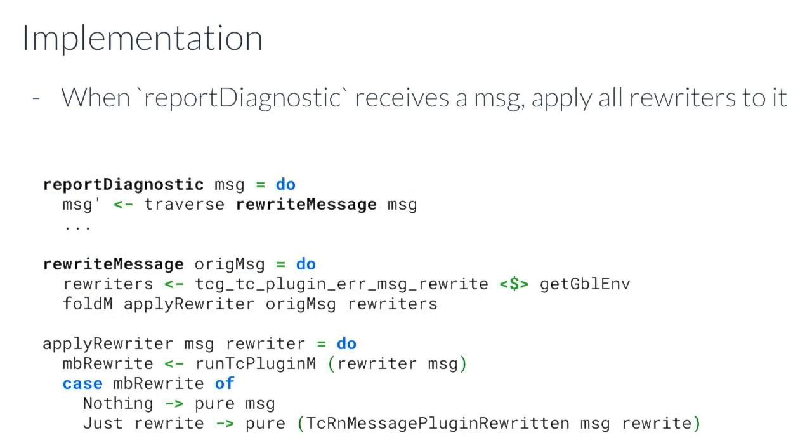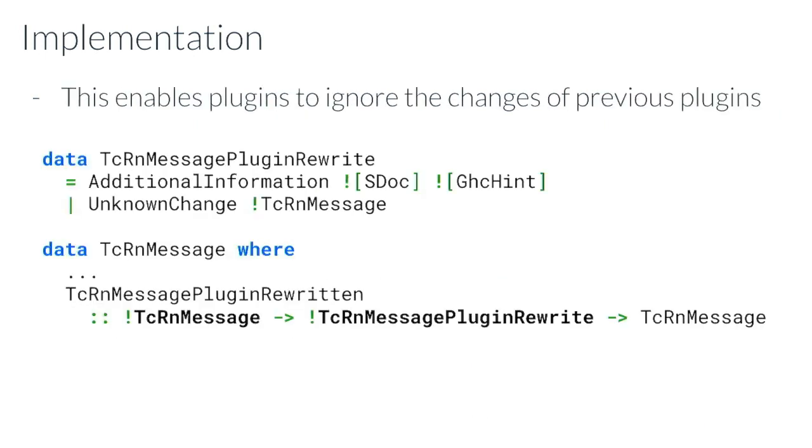all plugins can ignore the changes of previous plugins or use them to help inform them. Yes? Just to be clear, so go back a slide. Mm-hmm. So that thing, TcRnMessage, that's the existing algebraic data type for the message, is that right? Yeah. Okay. And so then your rewriter doesn't change that at all, you're saying, it just returns some extra information in this TcRnMessage plugin rewrite, is that right? Yeah, it essentially injects a little bit of extra information.